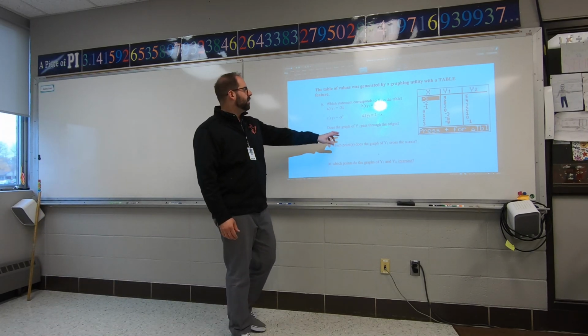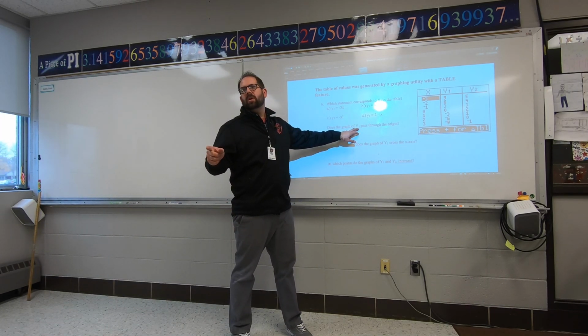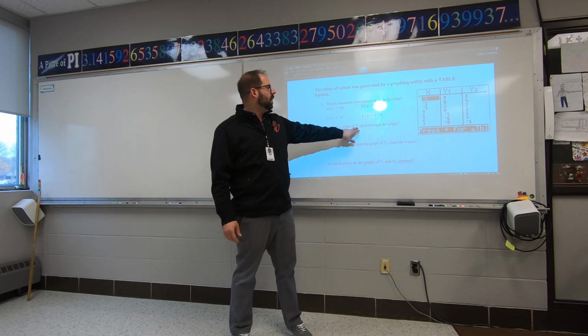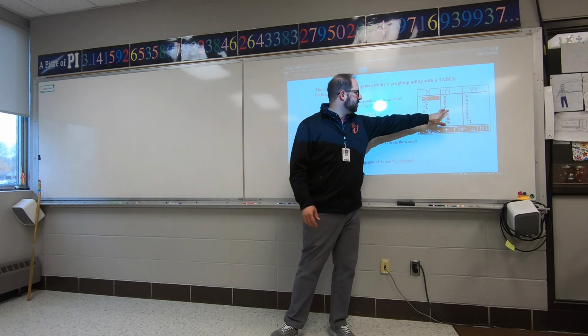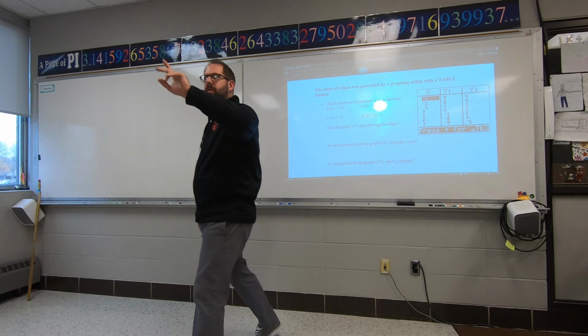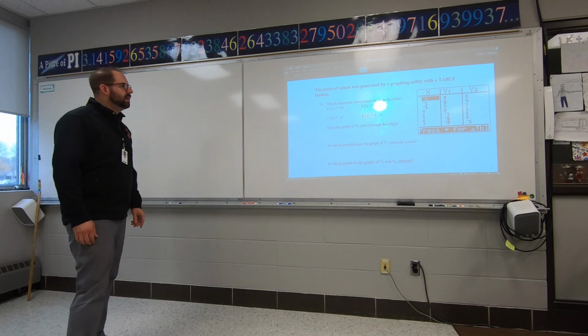Okay, y1, the graph. Did it pass through the origin? What is the coordinate for the origin? 0, 0. So does y1 pass through 0, 0? Yes. It has a 0 for an x, 0 for a y. Yes, it did. So you put yes. Move on to the next one.